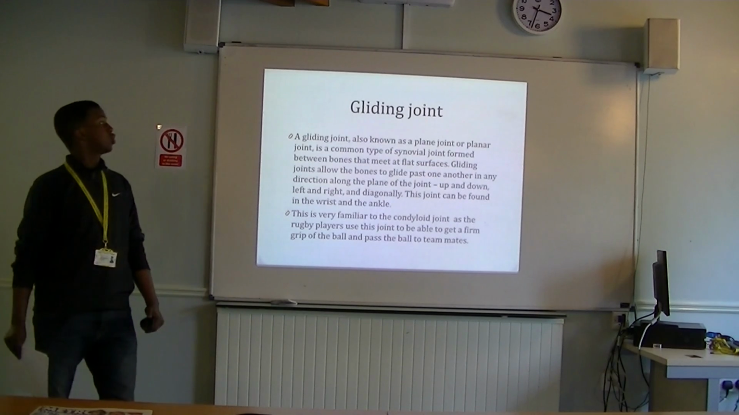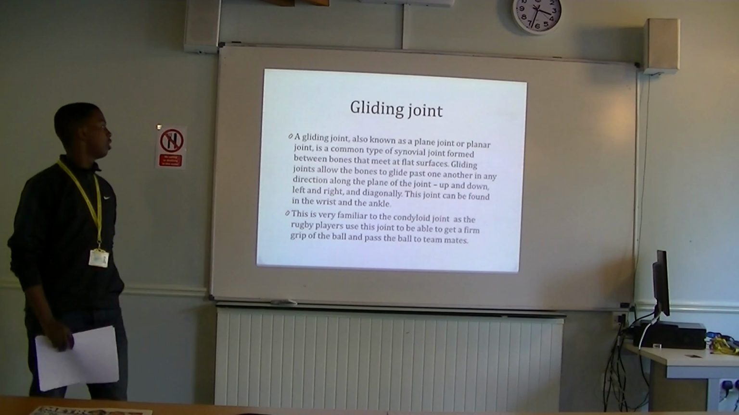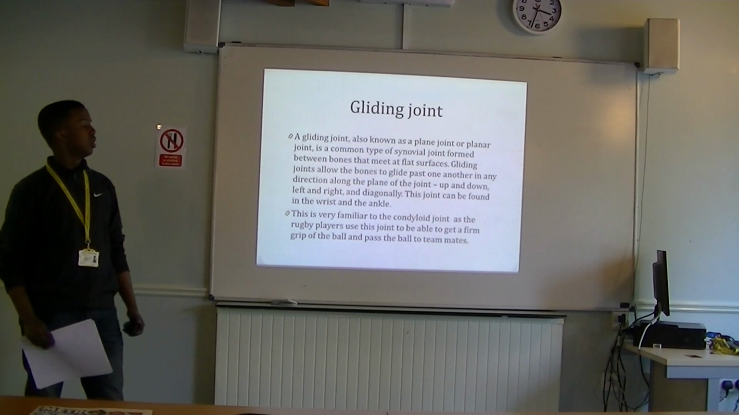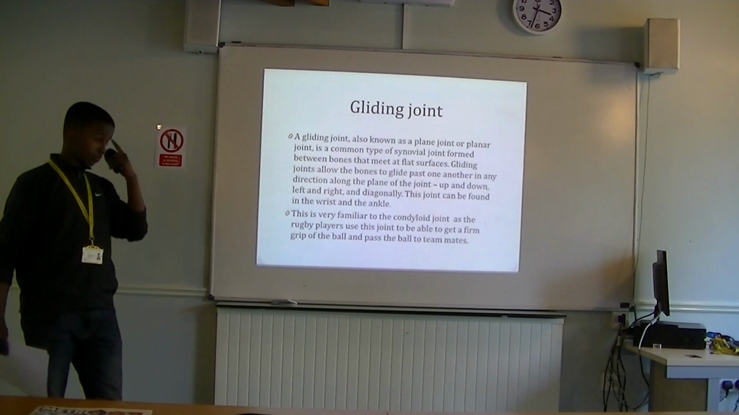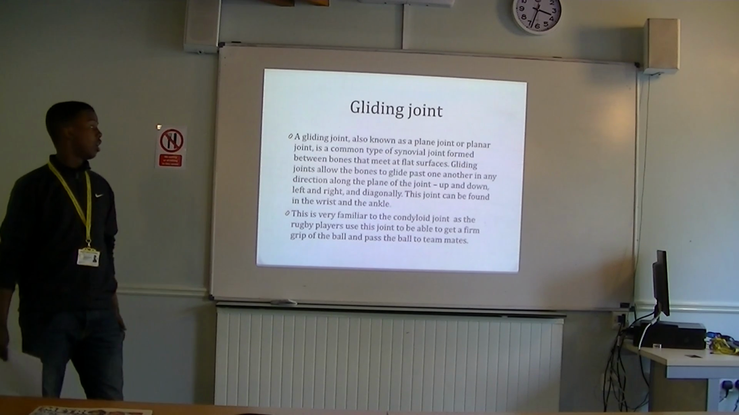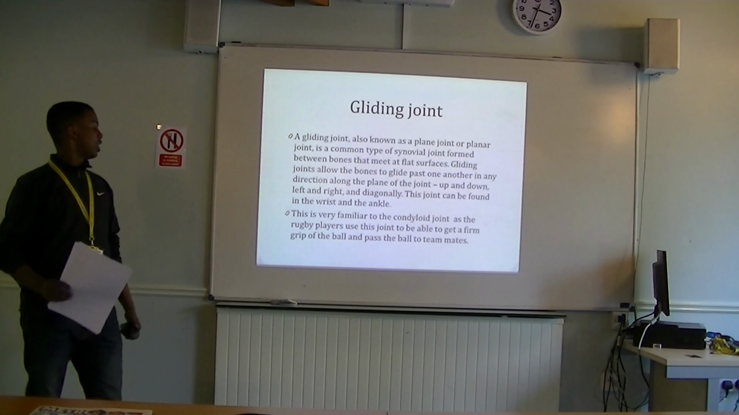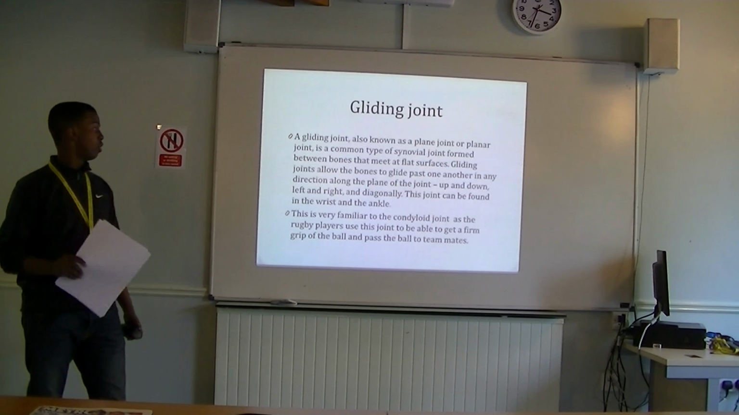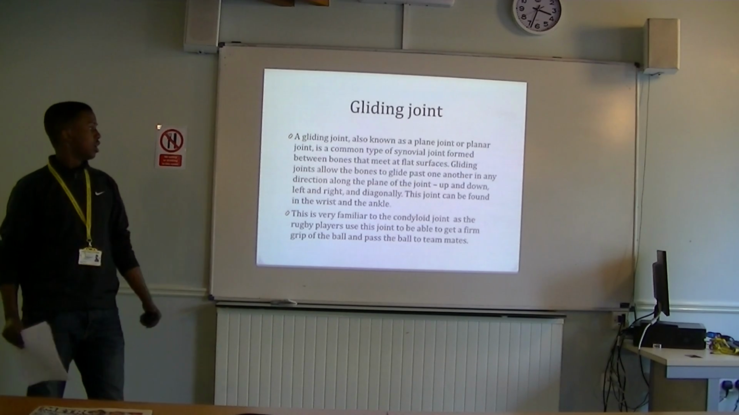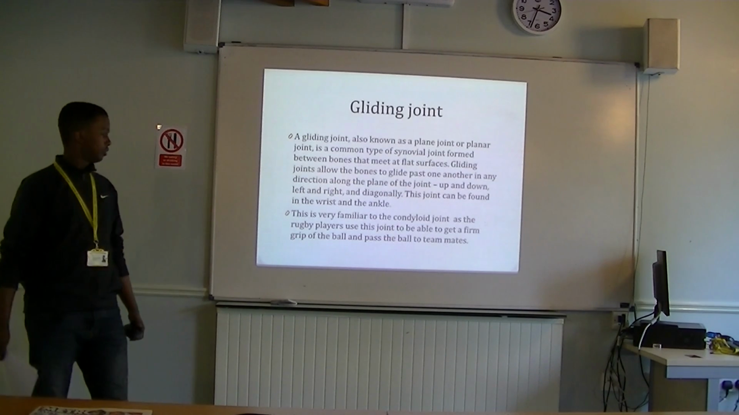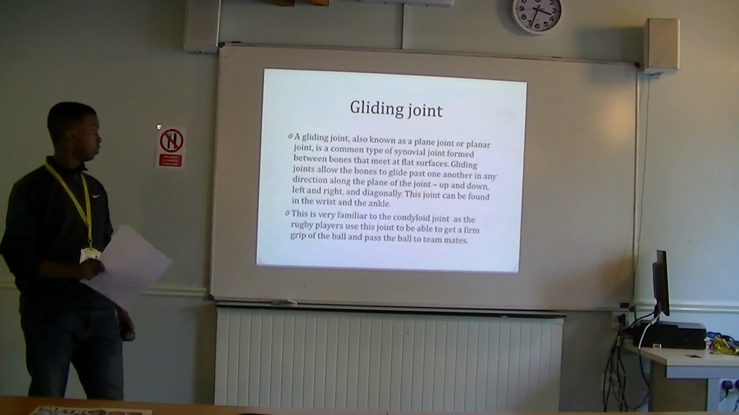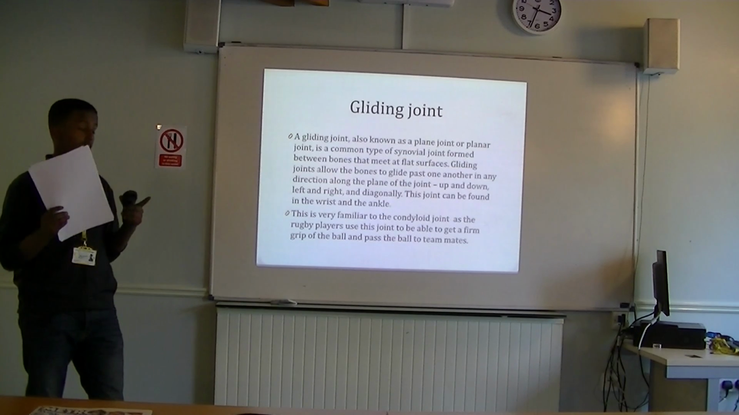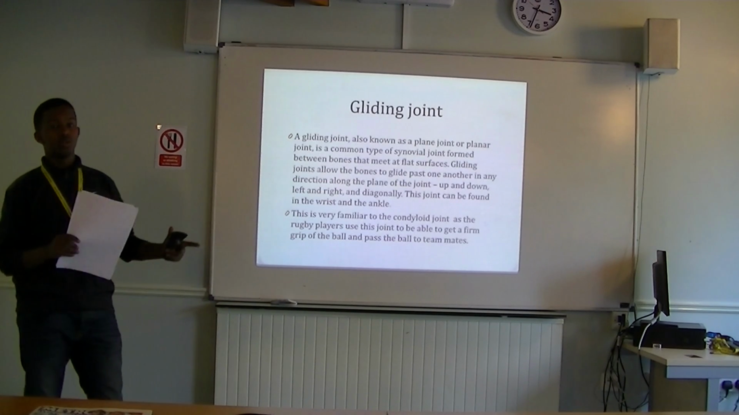The gliding joint. A gliding joint, also known as plane joint or planar joint, is a common type of synovial joint formed between bones that meet at flat surfaces. Gliding joints allow the bones to glide past one another in any direction along the plane of the joint. So the movements are up and down, left to right, and diagonally. This joint can be found in the wrist. This is very similar to the condyloid joint, as the rugby players need to use this in order to get a firm grip and pass it to their teammates.